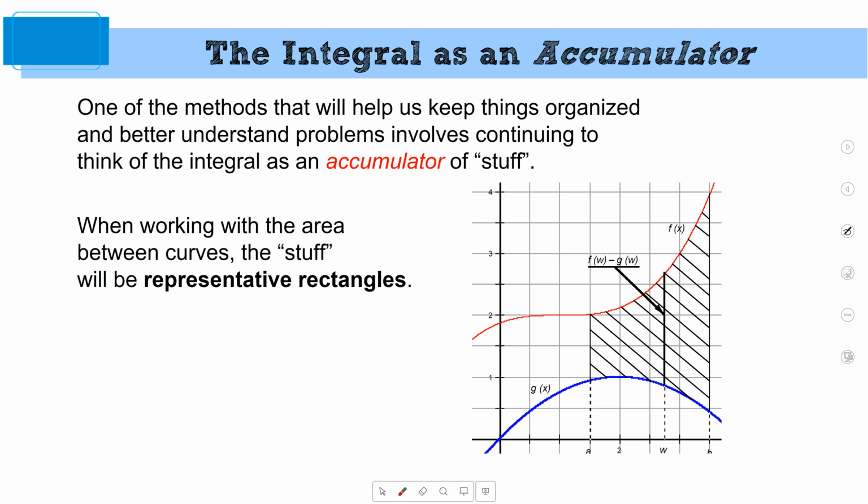Our goal for almost every one of these problems, and the difficult part of almost every one of these problems, is finding the area of that rectangle. If you can do that, the rest of this becomes really easy.